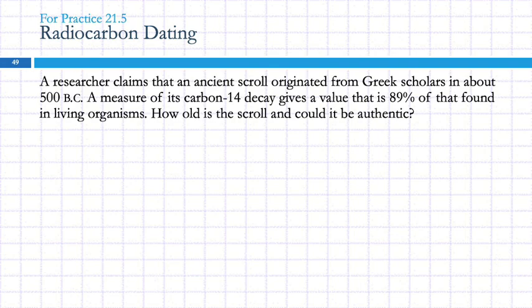Okay, a researcher claims that an ancient scroll originated from Greek scholars in about 500 BC. A measure of its carbon-14 decay gives a value that is 89% of that found in living organisms. How old is the scroll, and could it be authentic? We can do this. So we've got our little equation: the natural log of the ratio of the amount currently present divided by the amount originally present is equal to negative the rate constant times time.